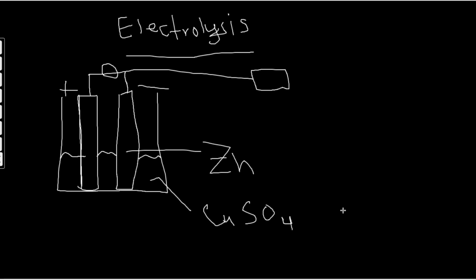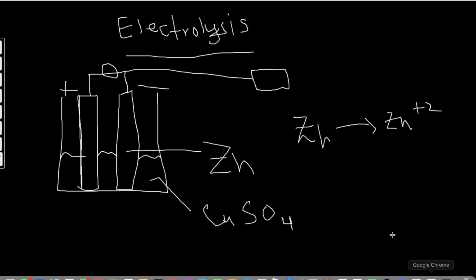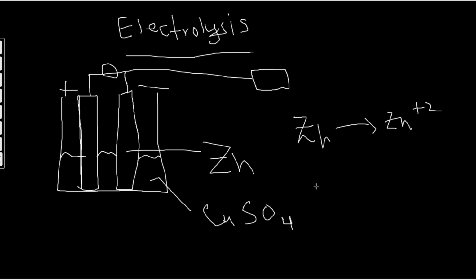So basically, our full reaction will become zinc plus copper sulfate, and that will turn into zinc sulfate plus copper. But you have to keep in mind that there will be different reactions. So the reaction at anode will turn zinc into an ion, and zinc will be reconverted back when it reacts with the sulfate. Okay?